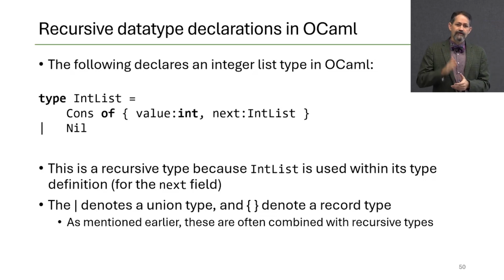Here, the vertical bar denotes a union type, and the brackets denote a record type. As I mentioned earlier, these are often combined with recursive types.